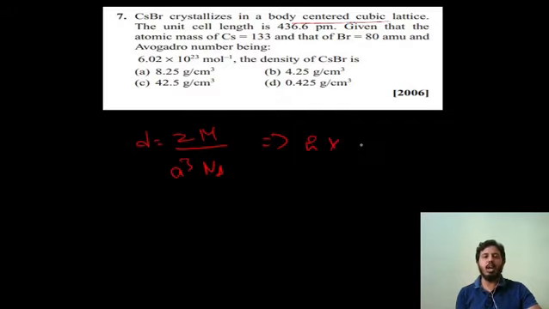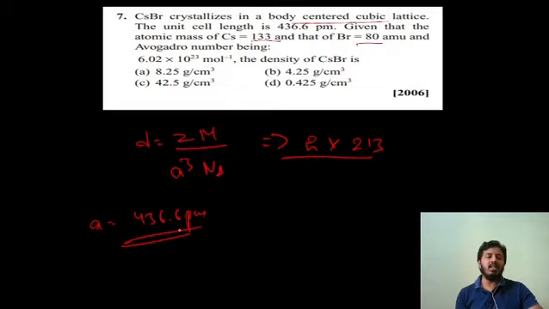Similarly, what is the molar mass of the compound? Here they have not given the total mass, they have given the mass of individual elements, that is 133 and 80. If you add those two values, you will get 213. What's the a cube value? a is nothing but edge length, that is given as 436.6 picometer. But we have to convert this edge length from picometer to centimeter, because we know that density has the SI unit kg per meter cube, and for smaller values it is expressed in terms of gram per centimeter cube.